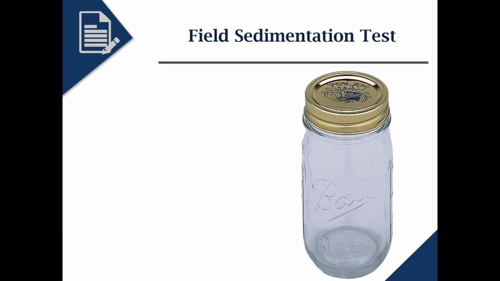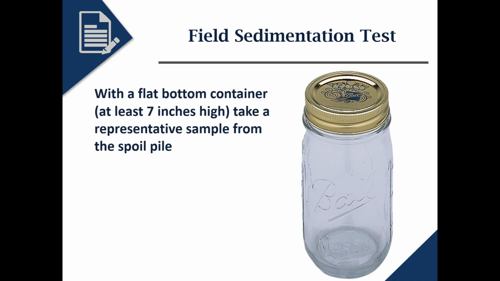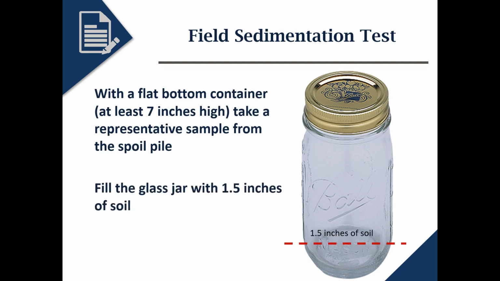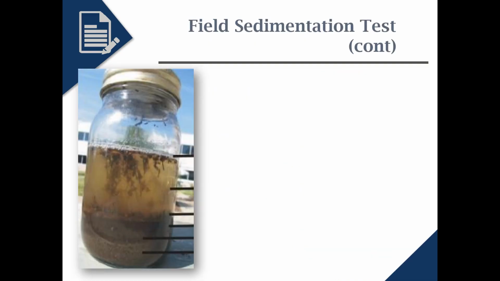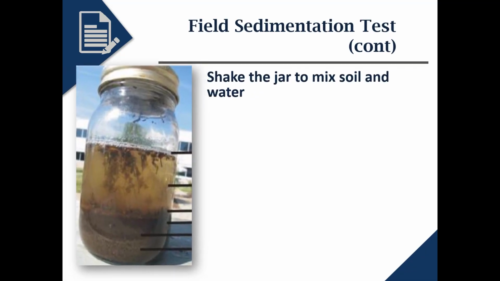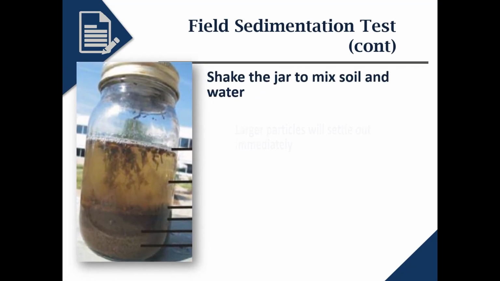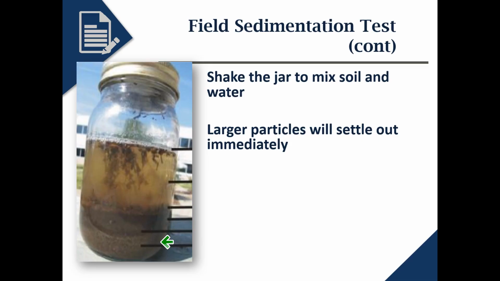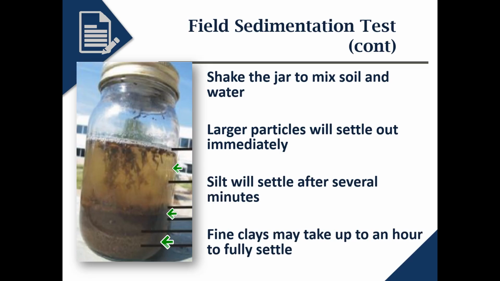The last manual test that we will discuss is the field sedimentation test. This test can determine the sand content of the soils. With a flat bottom container at least 7 inches high, take a representative sample from the spoil pile. Fill the glass jar with 1 to 1.5 inches of soil and 5 inches of water. Then shake the jar to mix the soil and water. You will start to see larger particles settle out immediately. The silt will settle after several minutes, and the fine clays may take up to an hour to fully settle.